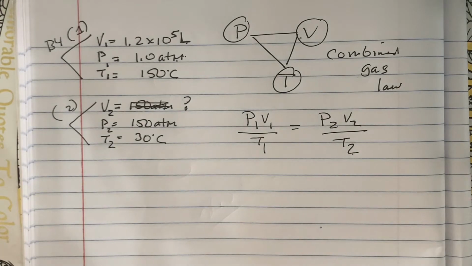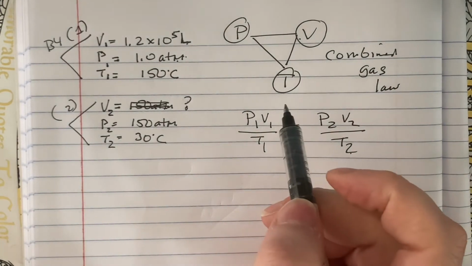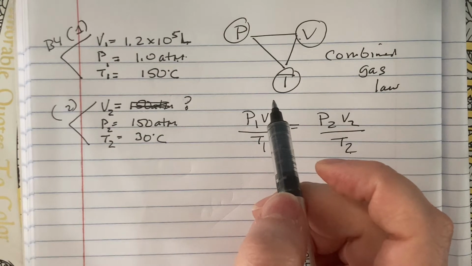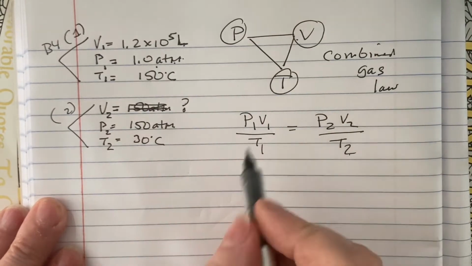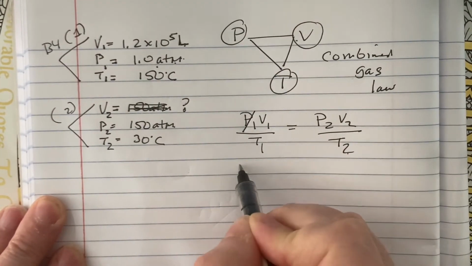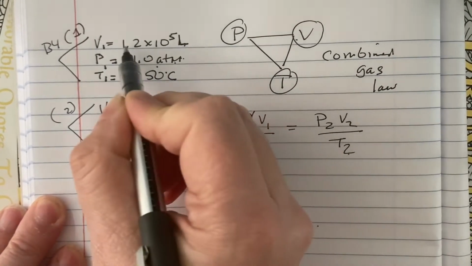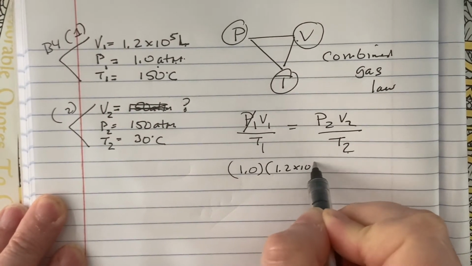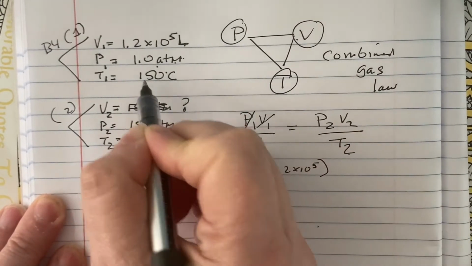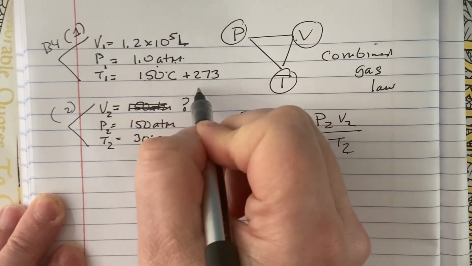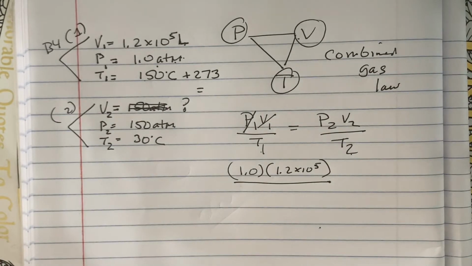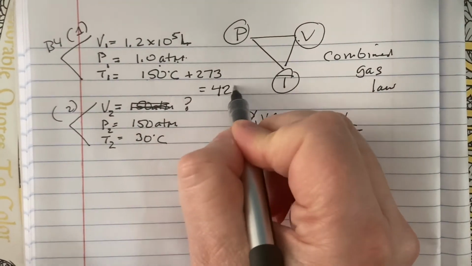So my next step is to substitute. My pressure, 1 atmosphere, so that goes in place of this pressure 1.0. My volume, 1.2 times 10 to the 5. My temperature, 150. Oh, wait, that doesn't work. It needs to be in Kelvin. 150 plus 273. You always just add 273 to the Celsius to get the Kelvin. That's 423 Kelvin.